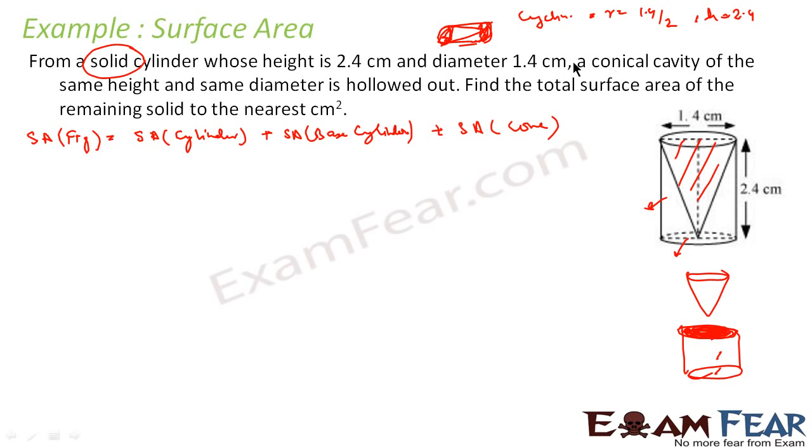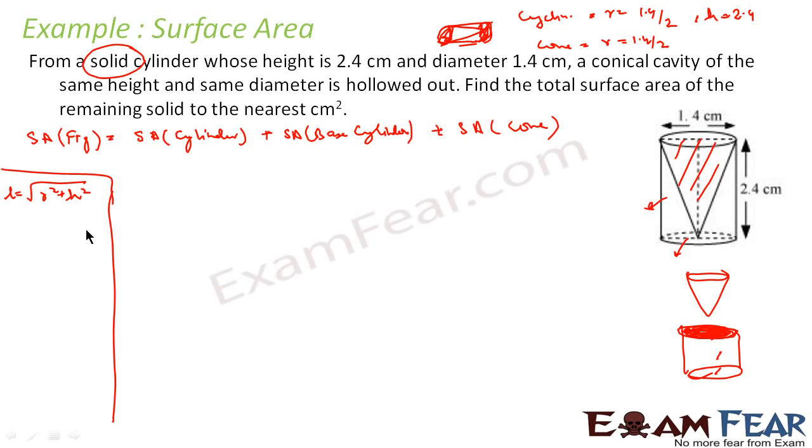For cone, I need R and L because the formula is pi R L. R is again 1.4 by 2 and L is something which we don't know the value of. So let's first find the value of L for the cone. We'll do it here in this area. We know that L is nothing but root of R square plus H square. Or we can see in this right triangle, this is H, this is R and this is L, the slant height. This is a right triangle, so L will be root of H square plus R square. Correct?